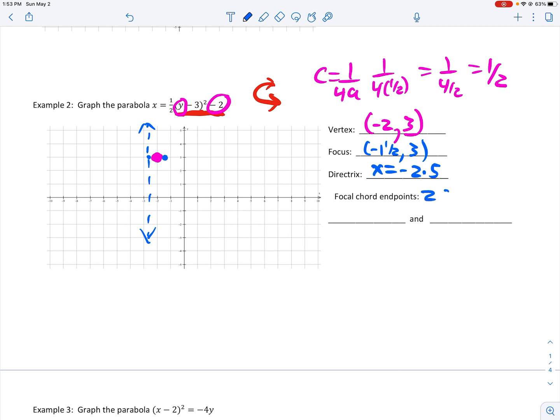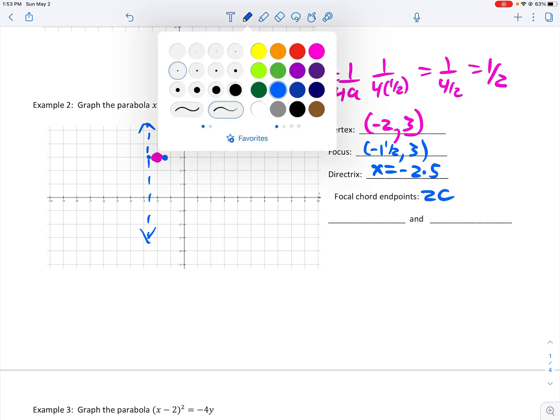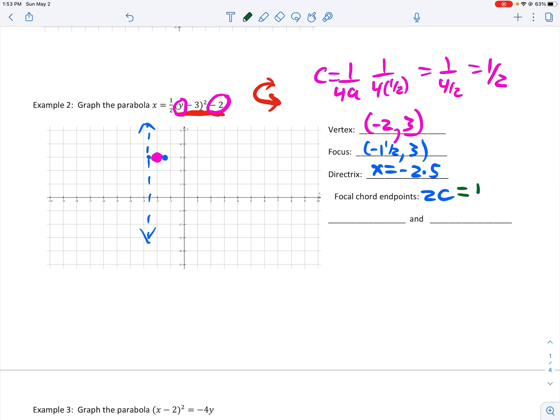Your endpoints are still going to be 2c. So if c is 1/2, twice that would be 1. So up 1, down 1. So there's my sketch. So the endpoints would be at -1.5, 2 and -1.5, 4. Again, how do I know I'm going up and down? I go to the focus, and I'm going up and down because it's opening to the right. So I go up 1, down 1. You always go to the focus to find the endpoints.